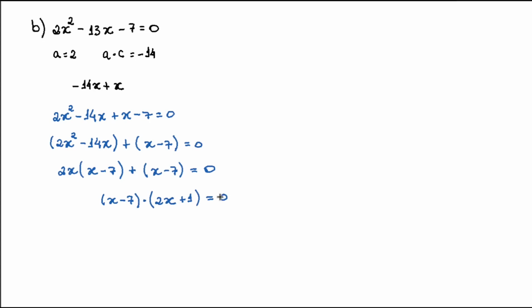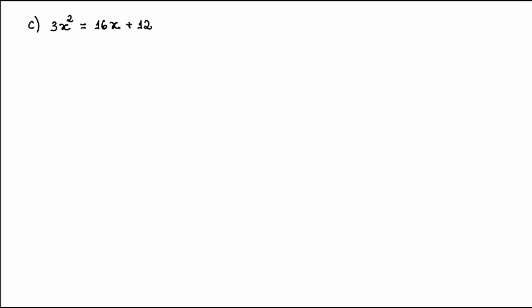Finally, we set each factor to 0 and solve the linear equations. To solve the first equation, we add 7 to both sides. Thus, we find the first solution, x equals 7. To solve the second equation, we first subtract 1 from each side of the equation and then divide both sides by 2. The second solution is x equals minus 1 over 2.